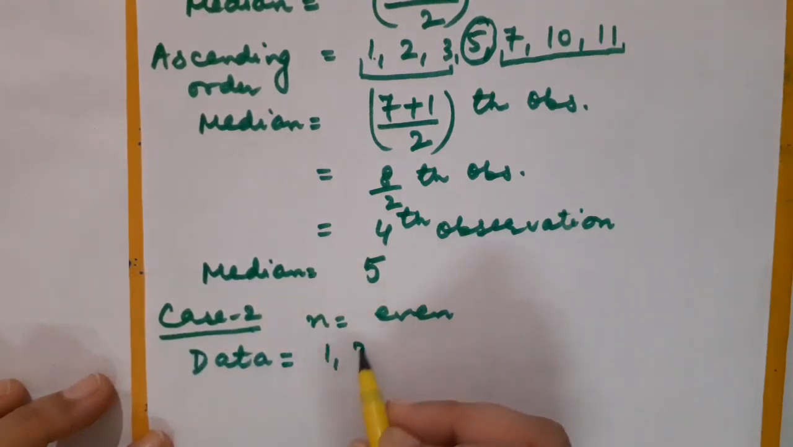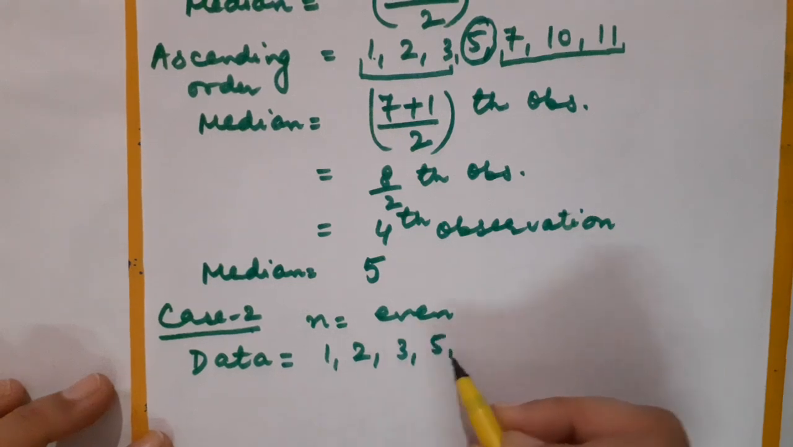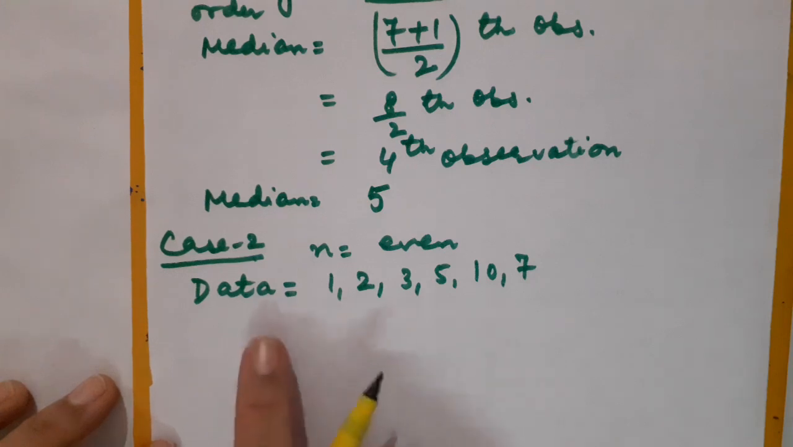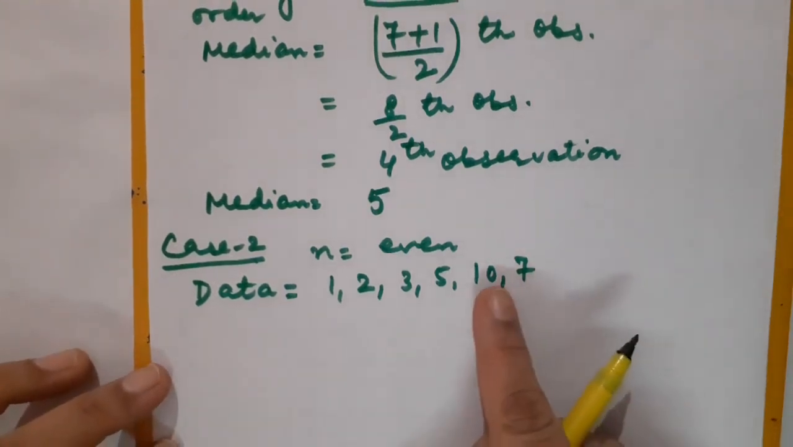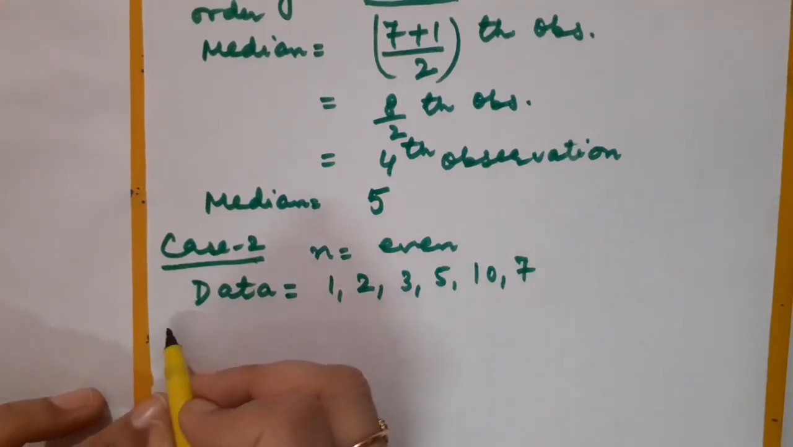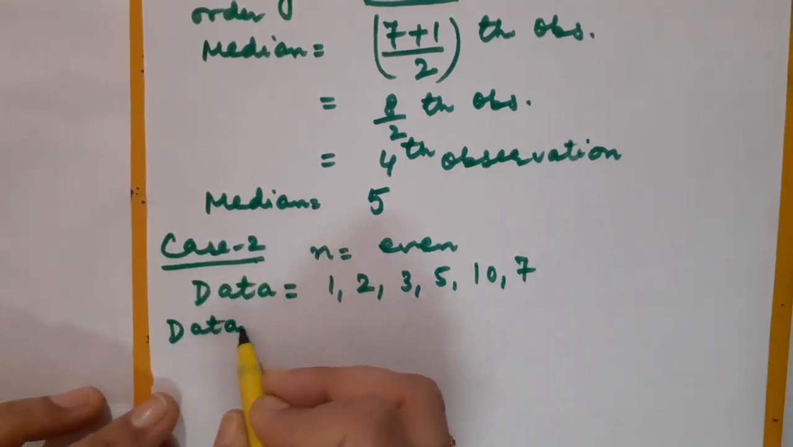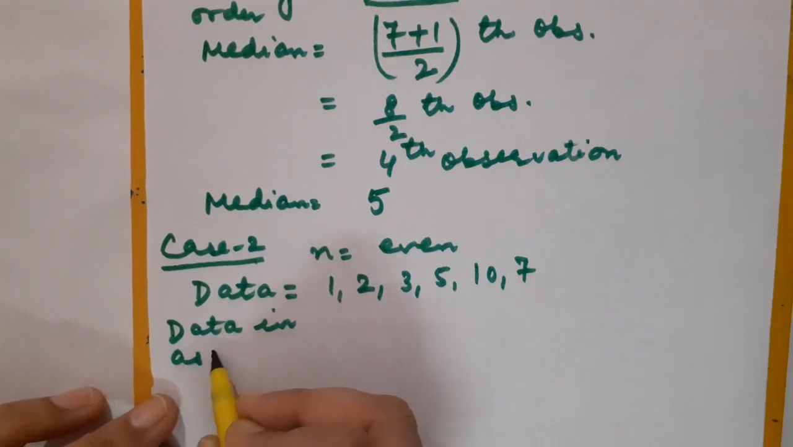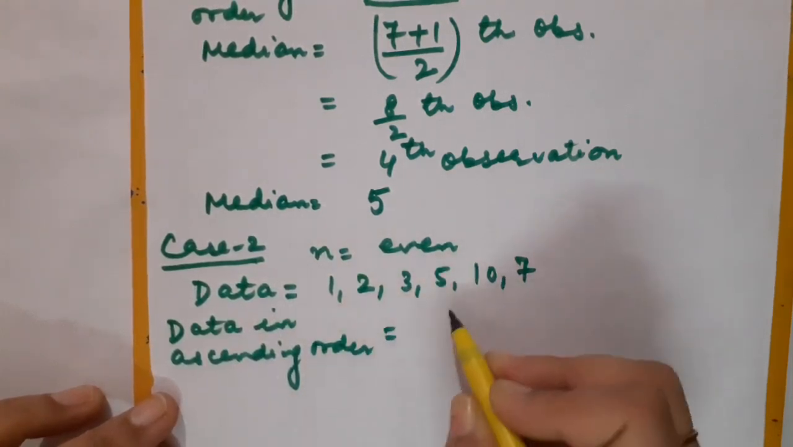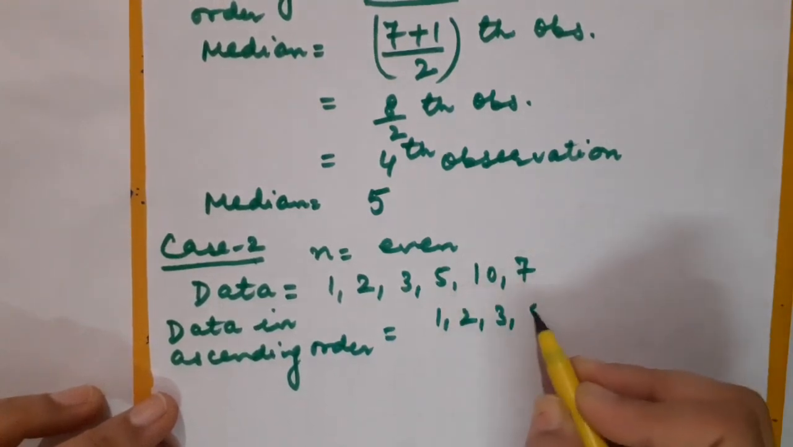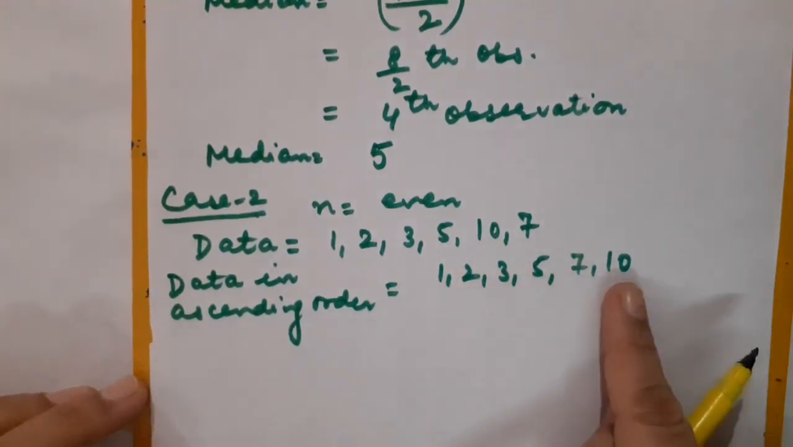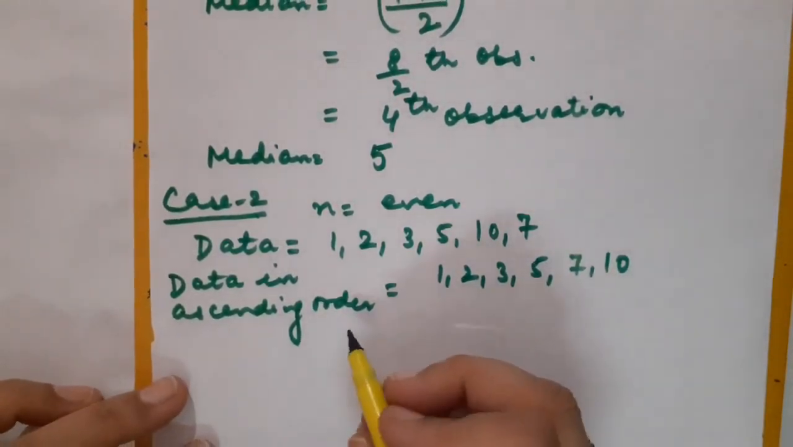Let it be 1, 2, 3, 5, 10 and 7. As I have told you, data must be written in ascending order. Only the interchange of 7 and 10 places is required here. So data in ascending order is 1, 2, 3, 5, 7 and 10. Correct? Now you just count how many observations are present over there.